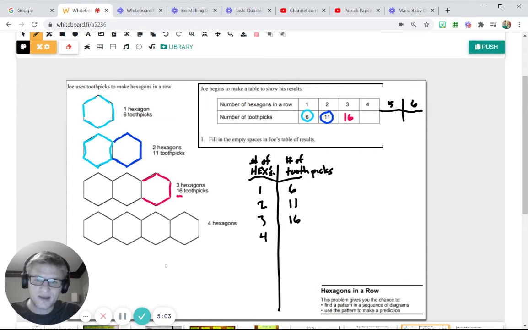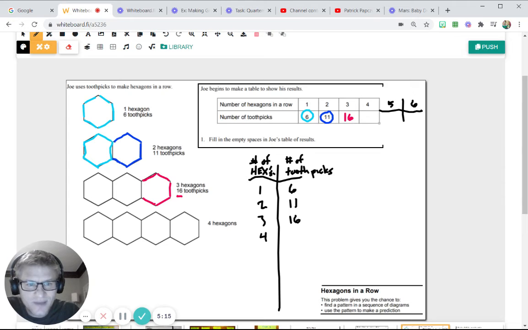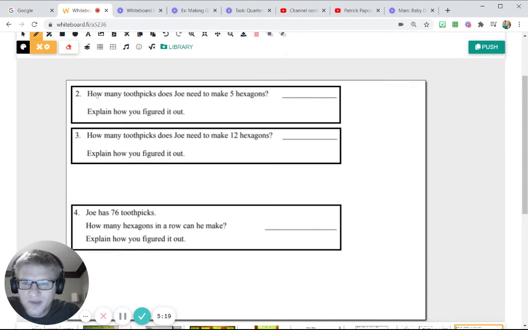So now I'm gonna go to the second set of problems, which work with this same idea. On the second set of problems, they say, how many toothpicks does Joe need to make 5 hexagons? Oh my gosh! Didn't I tell you to extend the table? Look, we've already done that. We can figure that out. Oh my gosh, you're right there. That means you've almost got 2 done. And they say, how did you figure it out? You can say, well, I used the table and I predicted it based on the pattern, right? You knew what the pattern was at that point.